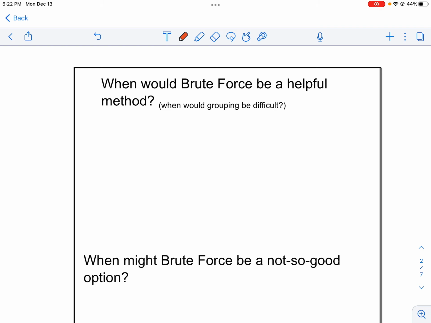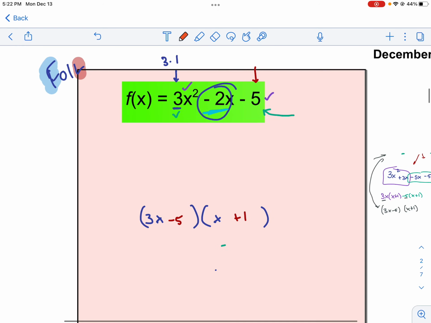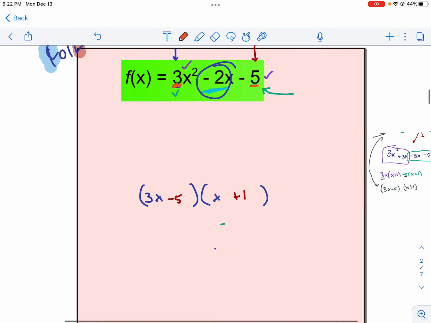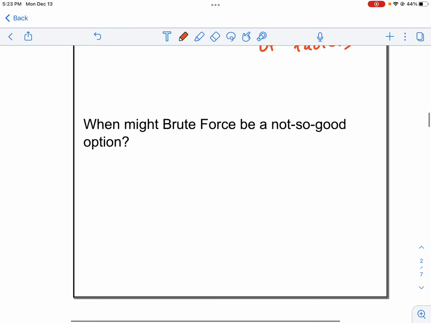But let's talk about, when is brute force helpful? Brute force is helpful in a problem like this, where your A and C are very restricted. A and C do not have a lot of factors, right? They have limited options for multiplication. Brute force is going to be really tough if you have something like the next problem where A and C have a lot of factor options.